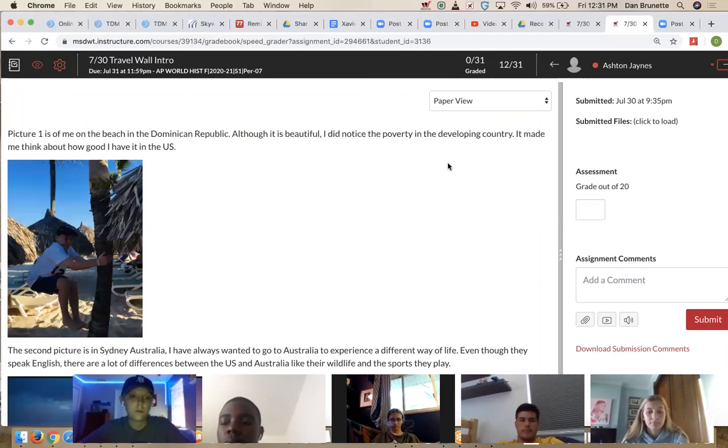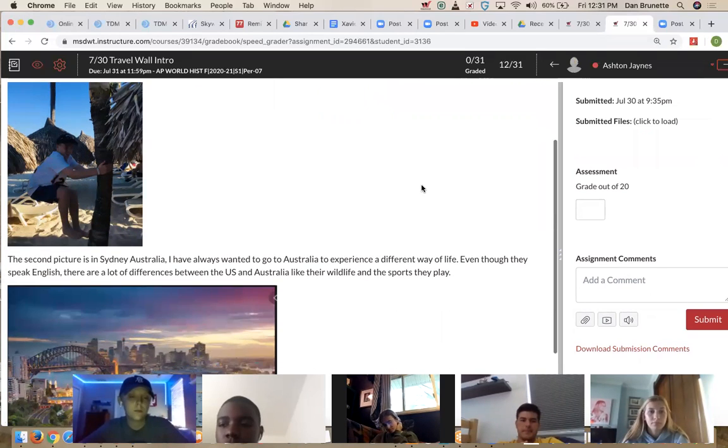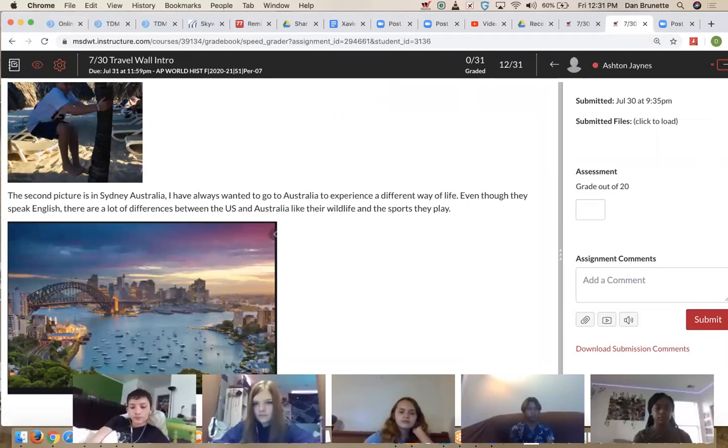Hi, I'm Ashton. I went to Eastwood. The first picture of me is in the Dominican Republic, a different culture, and I liked to experience their different way of life. And the second picture is Sydney, Australia. I've always wanted to go. It's similar, but I've also wanted to learn how it's different and what they do there.